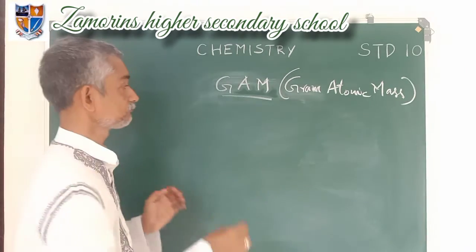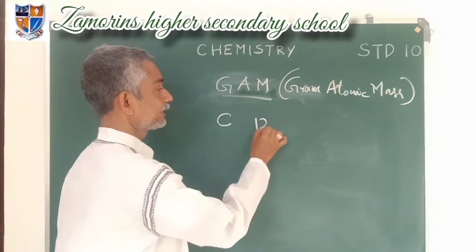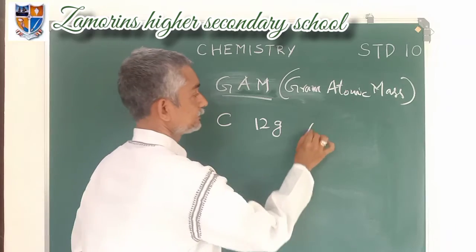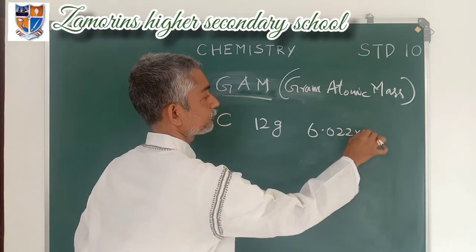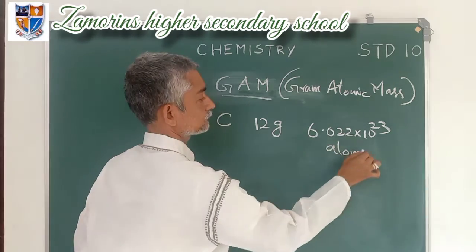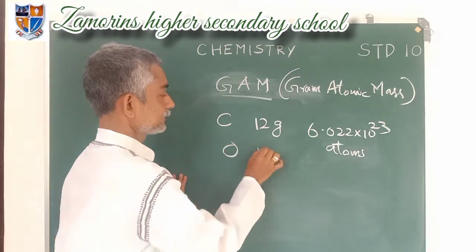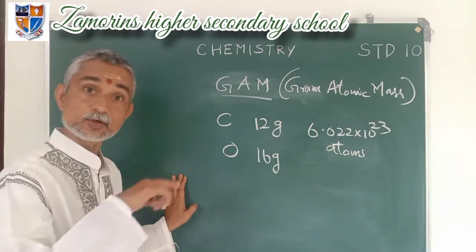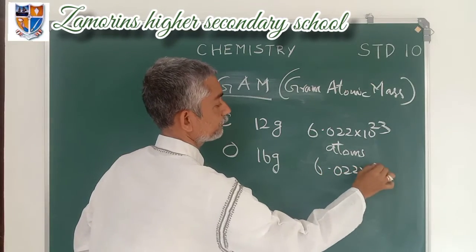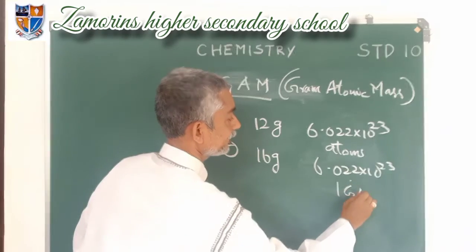Let us see. Carbon, atomic weight of carbon is 12 gram. So it contains 6.022 into 10 to the power of 23 atoms. Like oxygen, 16 gram also contains 6.022 into 10 to the power of 23 atoms. This is called 1 GAM.